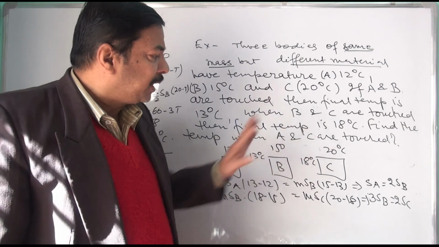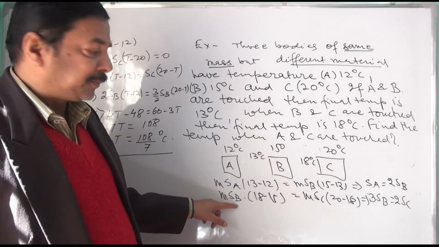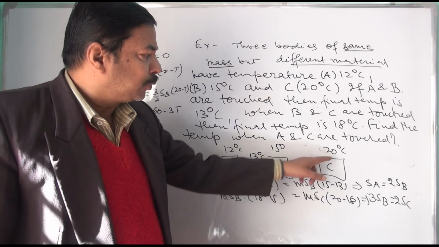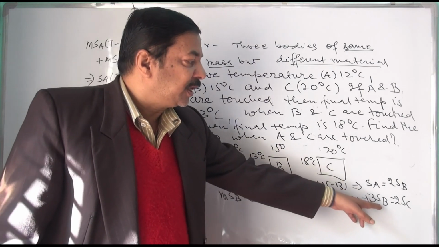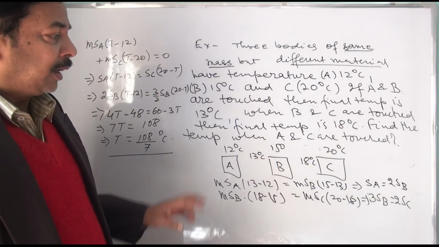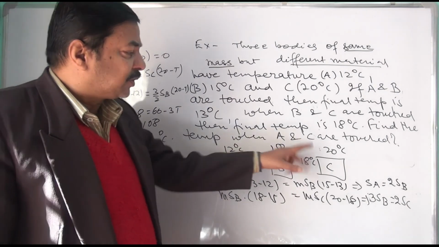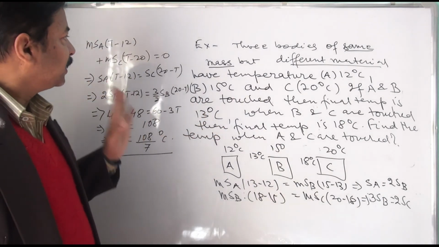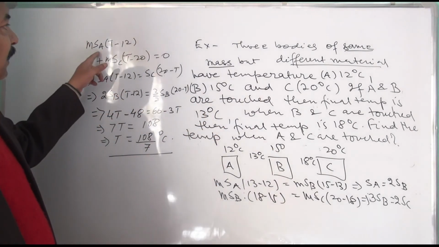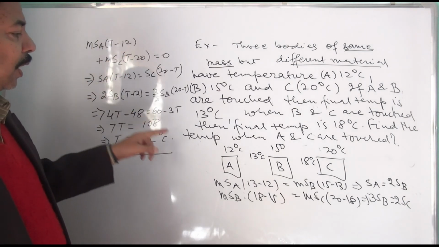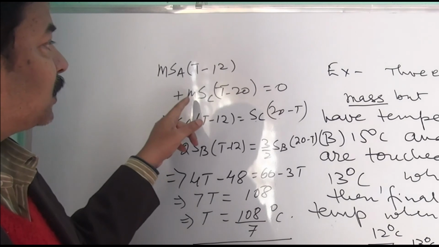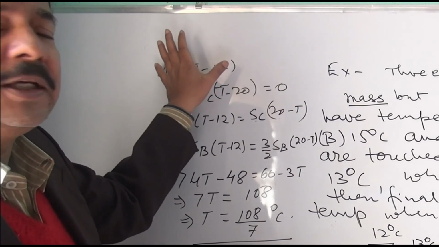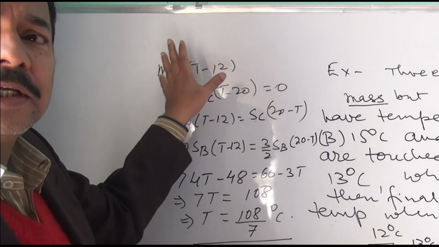Now if we talk about B and C, m S_B (18 minus 15) must equal m S_C (20 minus 18), and we get 3 S_B equals 2 S_C. Now if we touch A with C and apply the law of mixing, suppose T is the final temperature, then m S_A (T minus 12) plus m S_C (T minus 20) must equal 0. As I have told you, the total heat exchange must be equal to 0.